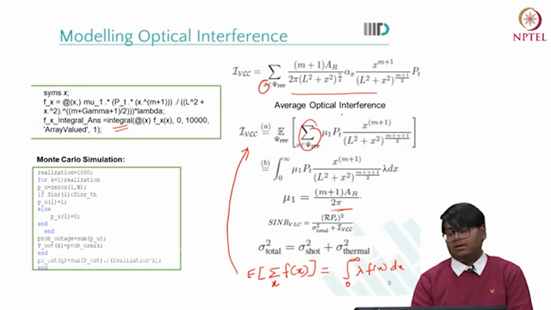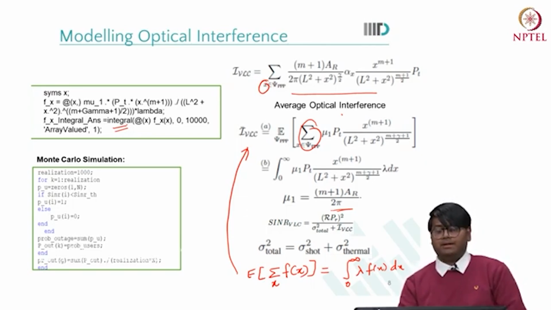So, these equations can be numerically computed in MATLAB using the syms function, where we declare the variable as a symbolic variable, and depending upon the distribution of that function, we can implement the average optical interference. Then we perform Monte Carlo simulations to obtain the outage or any other performance metric like the BER.